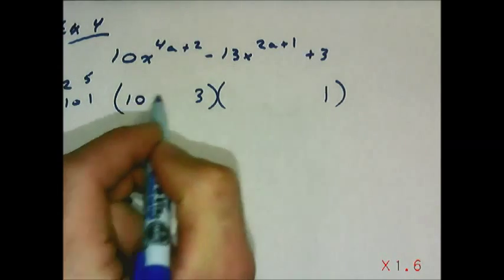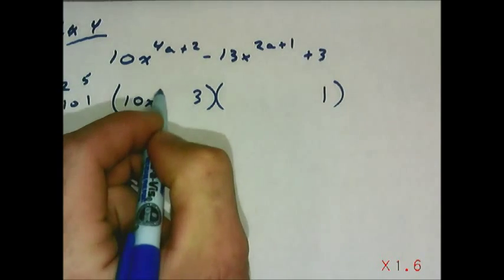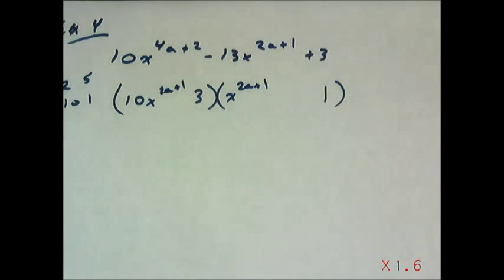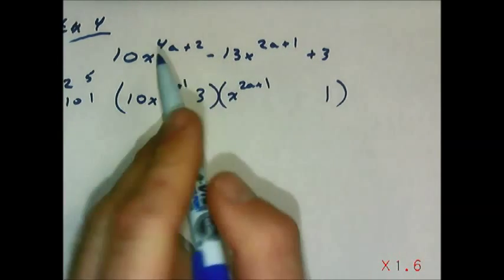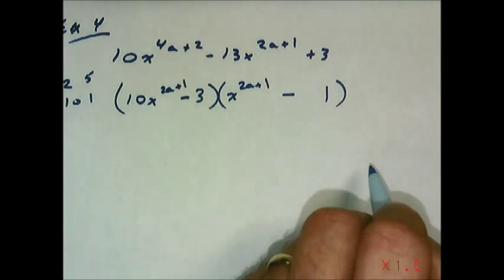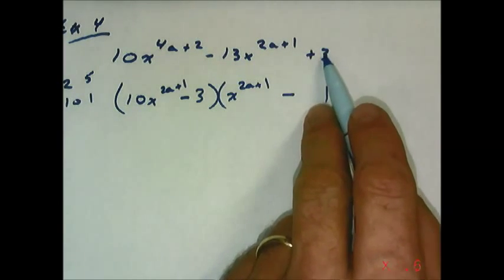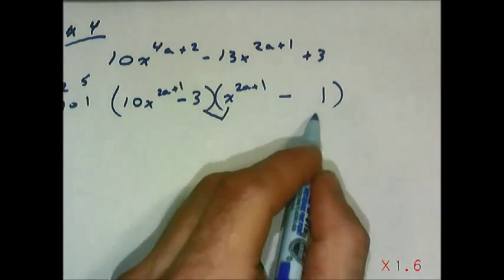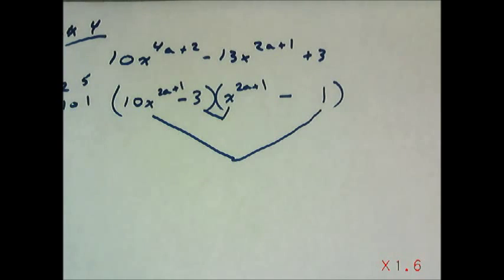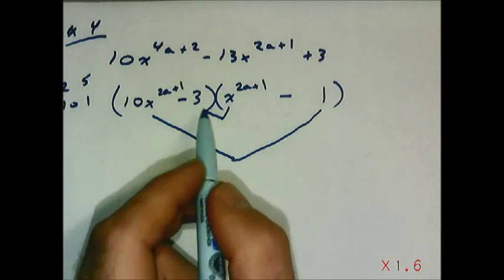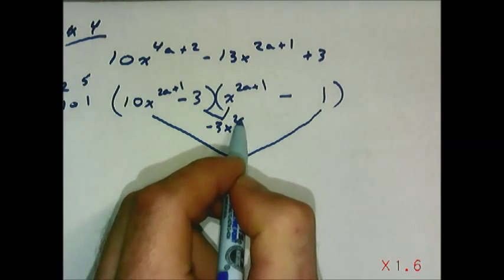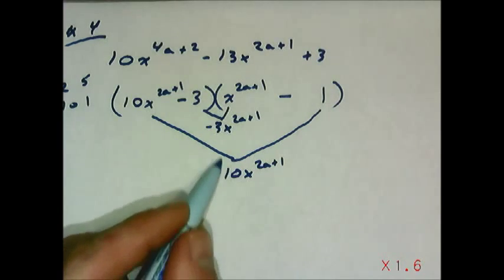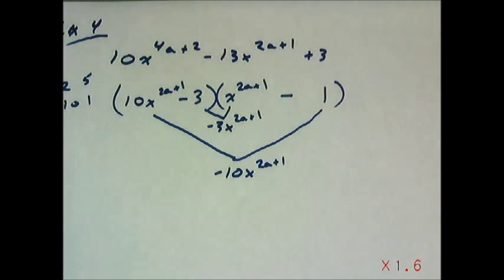Well, if we have 10x to the 2a plus 1 and x to the 2a plus 1, to get our middle term to be negative, both these terms will have to be negative in order to get the positive 3 when we multiply the last terms together, and get a negative 13 when we add these two products together. So here we have negative 3x to the 2a plus 1, and here you have negative 10x to the 2a plus 1. Adding those two together gives us that negative 13.